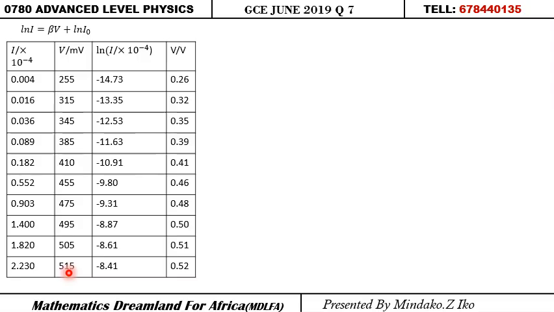So it means you take 515 times 10 power minus 3, which will give you this value. So that is it. So now we are plotting a graph of ln of all this against voltage, but not millivolt. So we are plotting a graph of this against voltage, but not voltage in millivolt. It is voltage in volts. So the graph is going to be displayed to you.